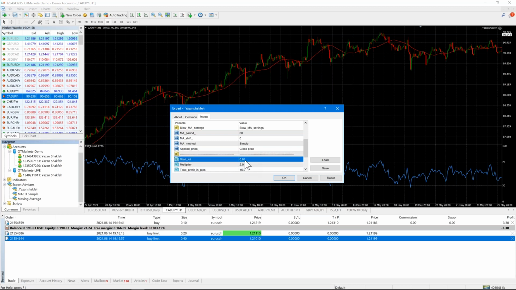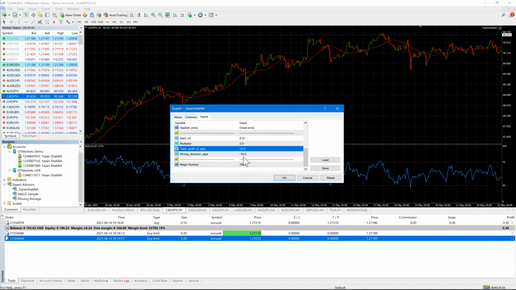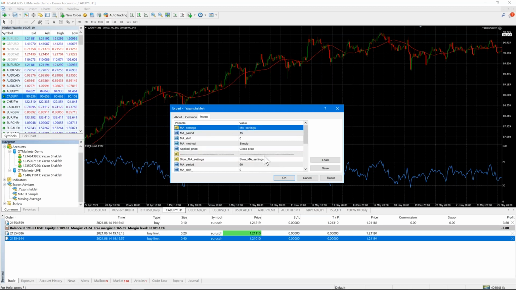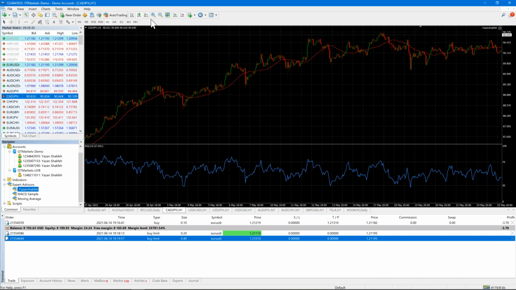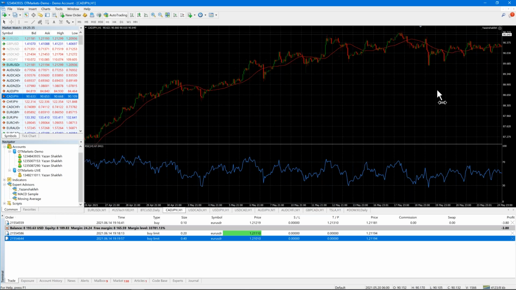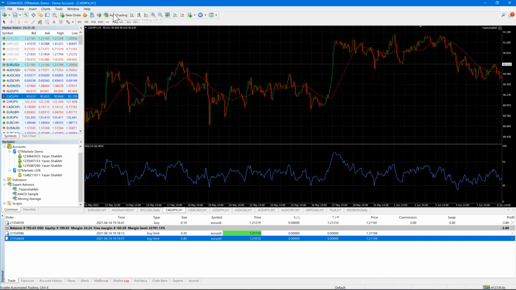So I start with 0.01, and the take profit in pips, I make it 15 pips, and in case the market goes in the wrong direction, I will double every 15 pips. So you can adjust this. If you want to make less risk, you put it at 30 pips. Okay, so you double every 30 pips, not every 15 pips. You can start with one lot if your capital is big, for example. Okay, and you just press OK and allow auto trading, and things will move peacefully.